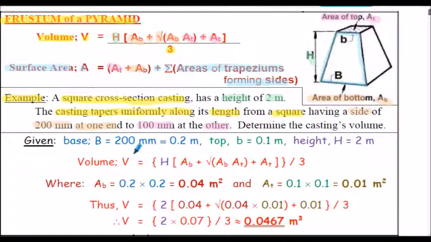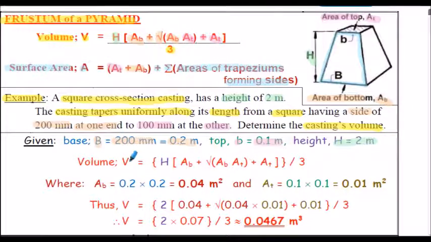In other words, from the bottom to the top as shown in the diagram. We've got to determine the casting's volume here. Extracting information from the question, uppercase B, the length of the bottom of the pyramid, is 200 millimeters. I've converted that to meters, 0.2 meters. The length of the top, that's lowercase b, is 100 millimeters in the question. Converted to meters, 0.1 meters. And the height in the question is given as 2 meters.